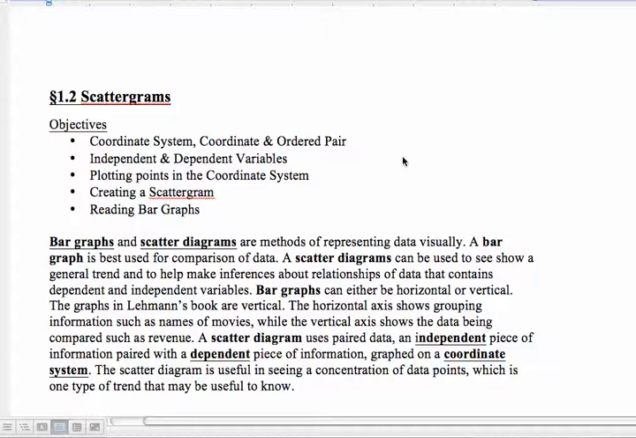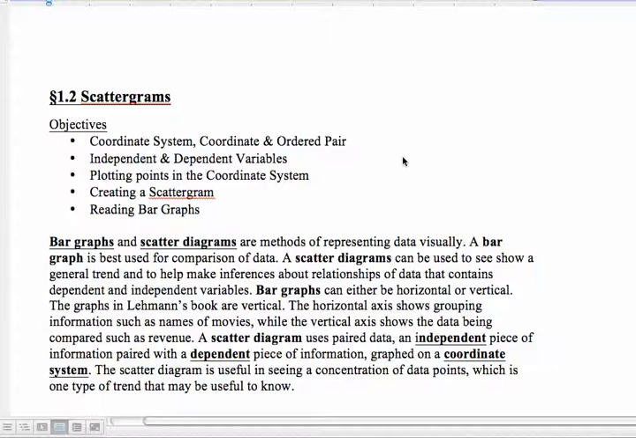Now, we are going to focus on the first topic in this, but I want to introduce the others before we begin that. So first of all, bar graphs and scatter diagrams are methods of representing data visually. A bar graph is best used for comparing data, while a scatter diagram can be used to show how there is a general trend or to make inferences about relationships of data that contain independent and dependent variables. Now that idea of independent and dependent is going to come up here quite frequently in the next little bit.